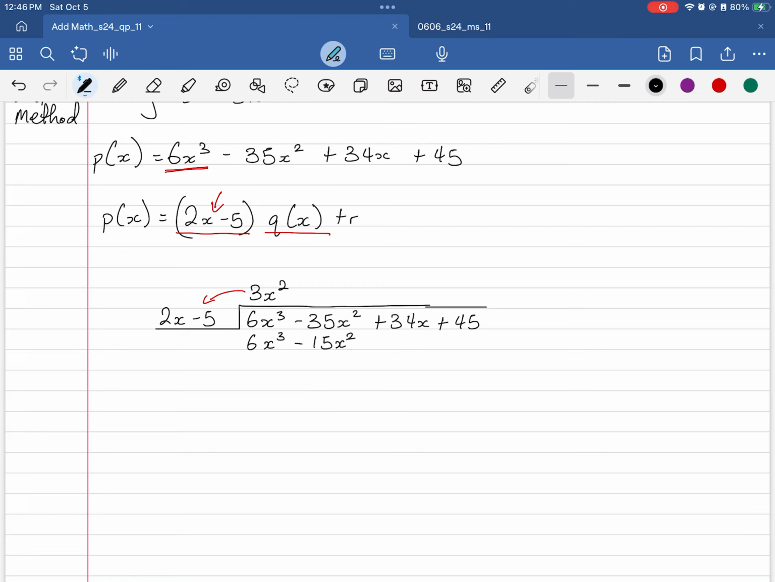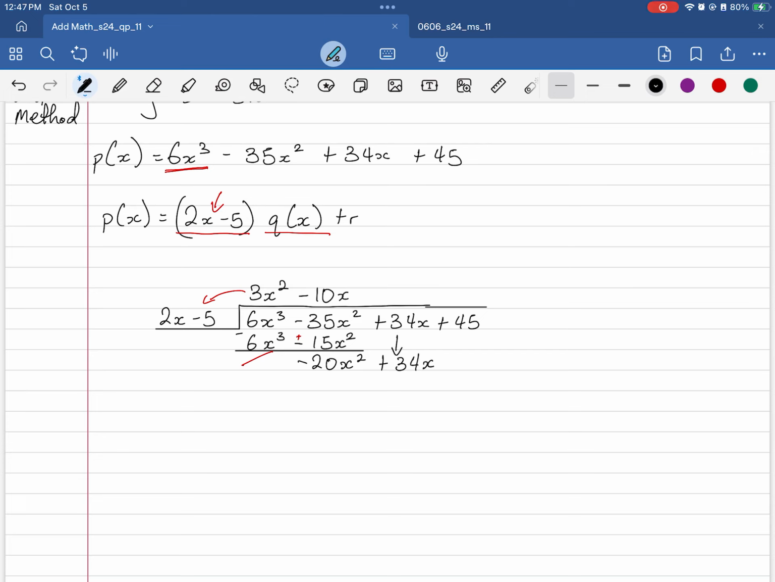Now if you subtract this, this cancels out. 6 minus 6 is 0. So minus 35x squared minus 15x squared, this subtly changes to plus, because minus and minus is plus. So minus 35x squared plus 15, you get minus 20x squared. And minus 20x squared divided by 2x gives you minus 10x. Remember to bring this down before you multiply again.